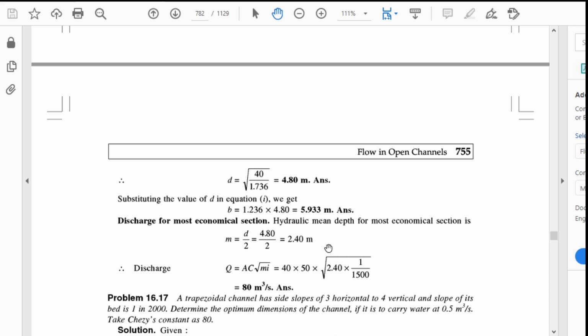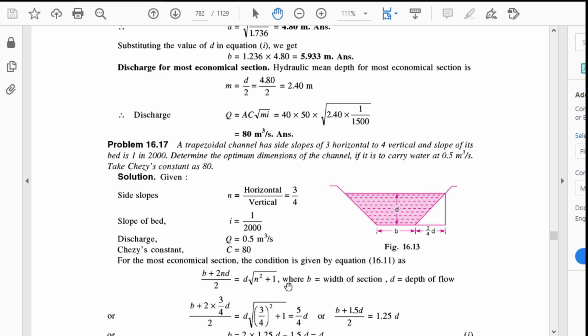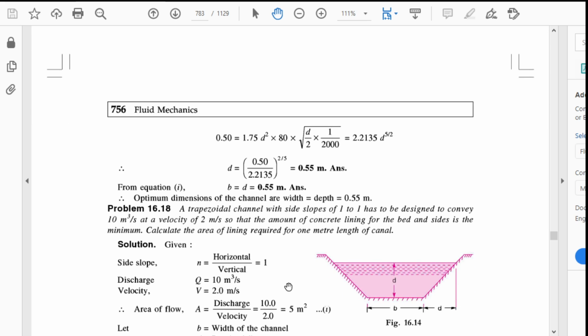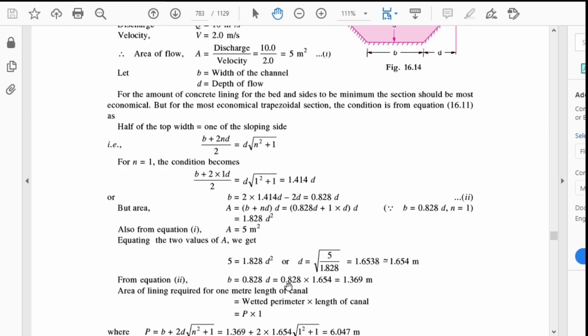Okay, and substitute this area and the hydraulic mean depth in the equation of discharge. We'll get the value of discharge as 80 meter cube per second. Okay, as all quantities are in meters, the discharge will be in meter cube per second. Okay, this is the very first example of your most economical trapezoidal section. We'll move further to the second example.